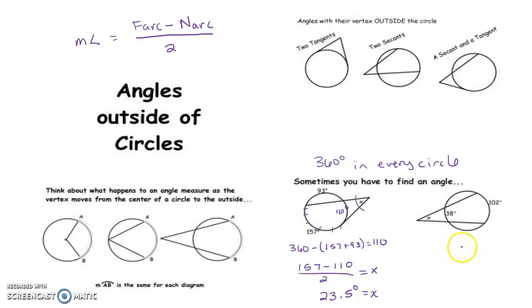There we go. This one's already set up for me. Here's my vertex outside the circle. It's outside the circle. So I'm going to do my far arc minus my near arc divided by 2, and that equals my angle measure. So I'm going to take my 102 minus 38 and 64 divided by 2. I end up with 32 degrees equals x.